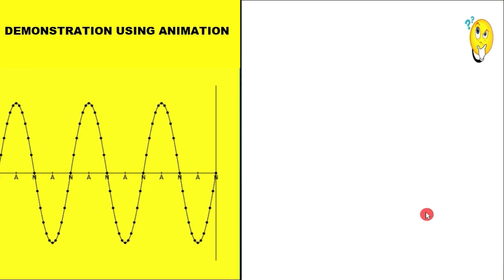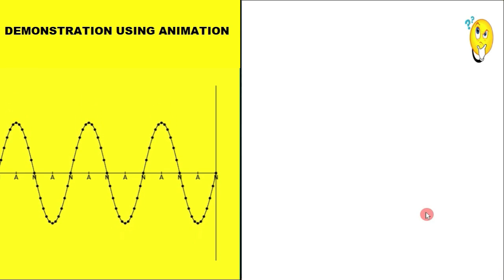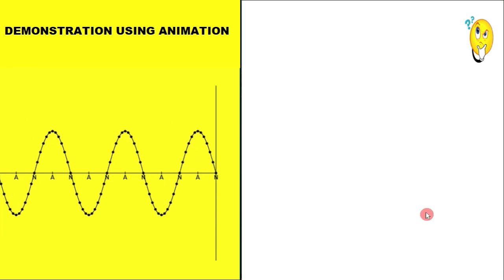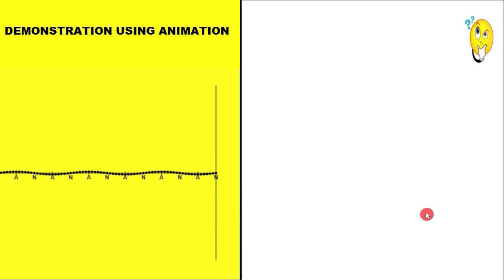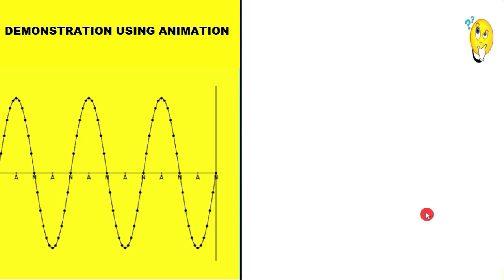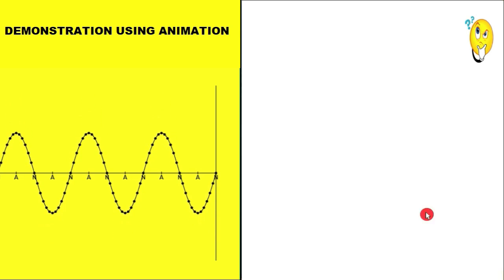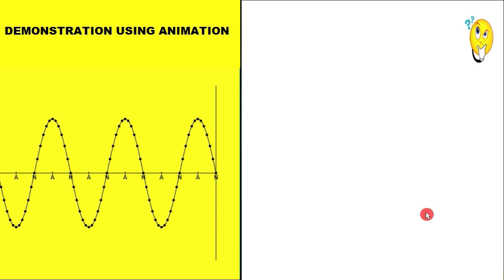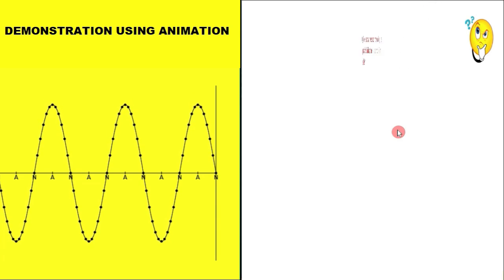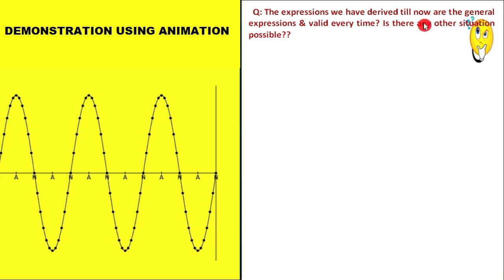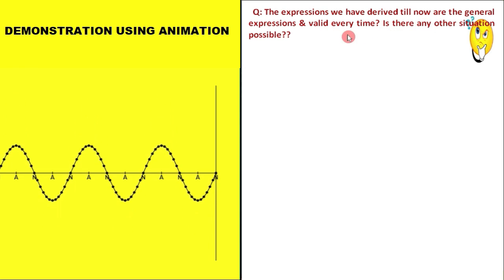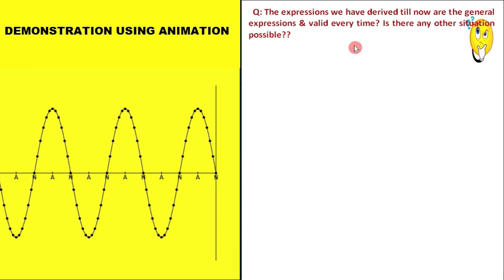I have a question now. The equation that we derived in the last part, the equation of the standing wave, the position of the nodes, the position of the antinodes, are they all general? Means, are you going to get those every time? Are the expressions that we have derived till now general expressions, valid every time, or are other situations possible? Let us check.